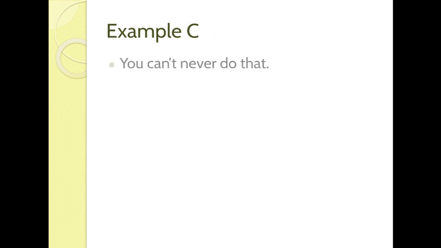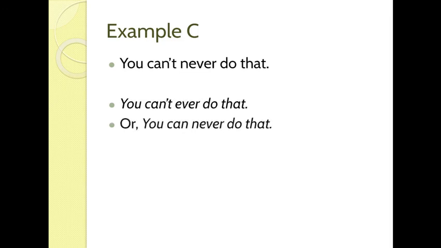Third example, you can't never do that. So we look at our negative words. We have not and never. The best way to change that is to drop a negative. So can't ever do that. Or you can never do that. So notice in both cases, we've taken one of the two negatives and gotten rid of one of them. Either way is fine, but we can't have both those negatives there at the same time.